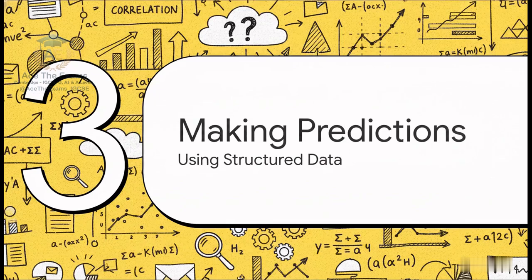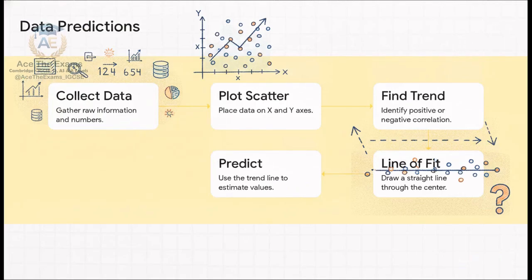Which brings us to Section 3, making predictions with data. So, we've observed these relationships, but how do we actually turn an observation into a reliable prediction? Well, let's break down how this builds into a usable system. First, you've got to collect your data, just like the UN or that store manager did. Second, you plot a scatter diagram, placing all those little data points onto an X and Y axis. Third, you identify the correlation. Is it positive, negative, or is there honestly none at all?